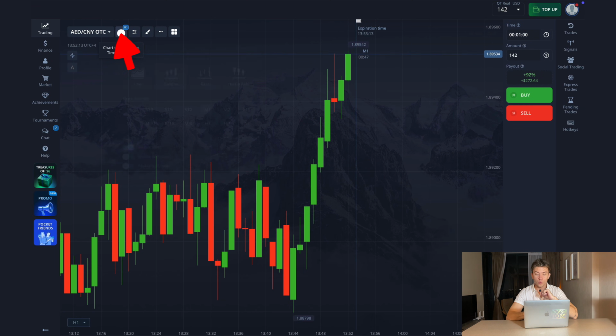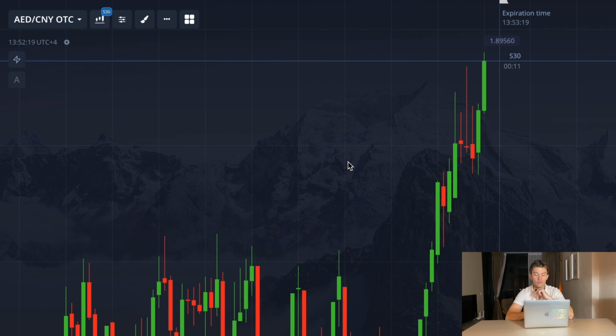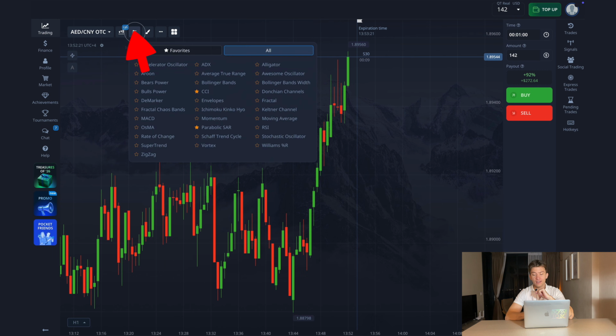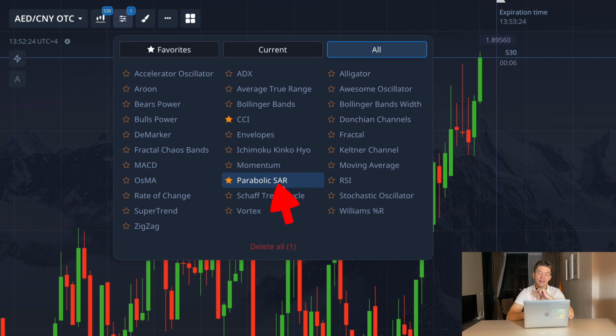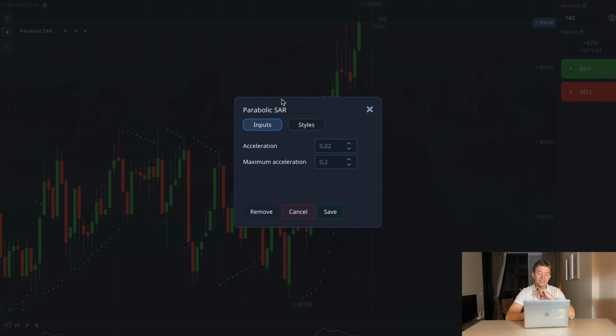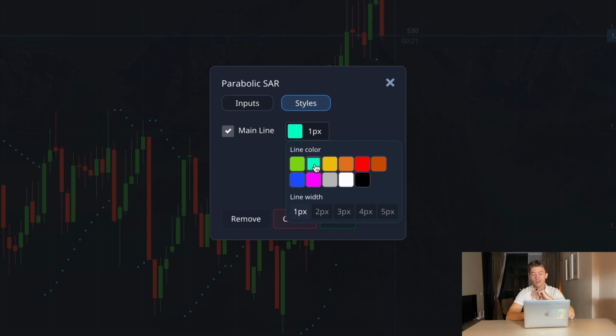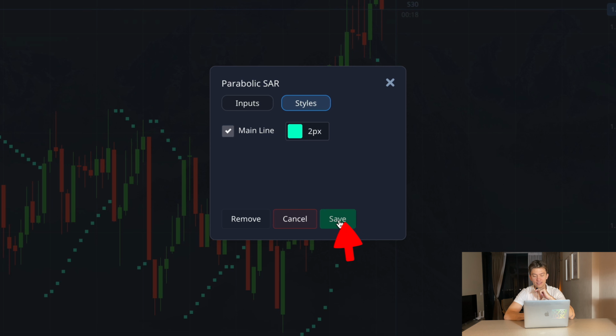Let's get started. First of all, let's prepare the tools we'll be working with. I use classic candles with a 30-second time frame. Then go to the indicators tab and add CCI and parabolic SAR. We'll set up SAR first, set acceleration to 0.03, maximum acceleration to 0.3. In the style settings, change the color to turquoise and set the width to 2 and then click save.